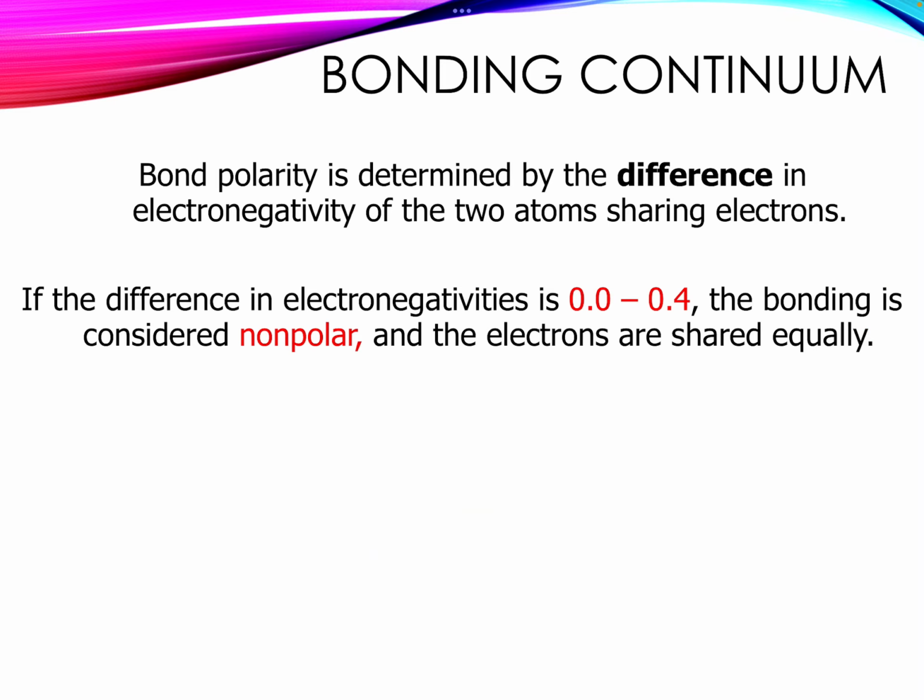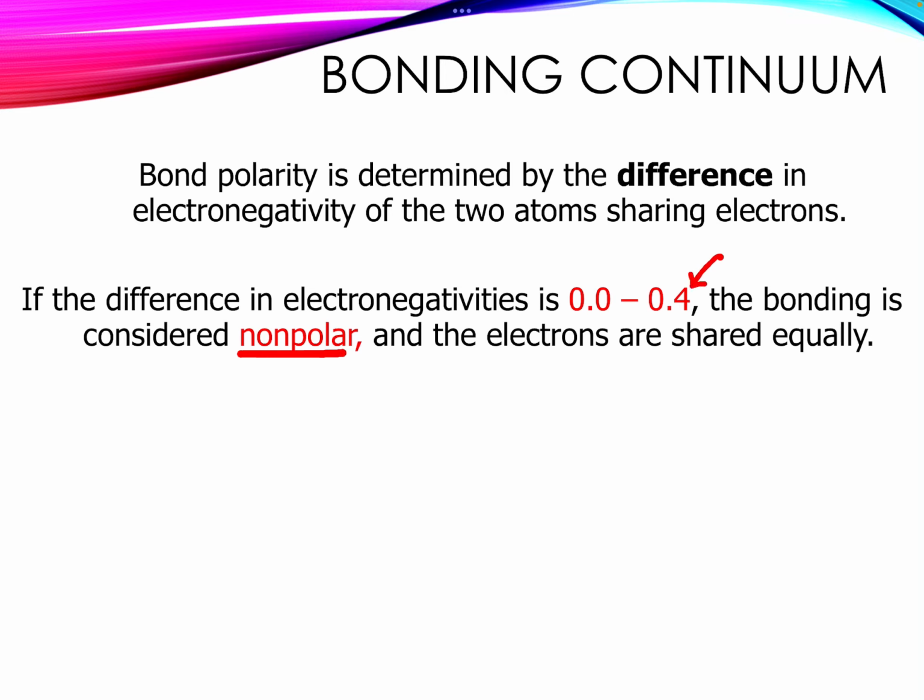Okay, if we have a difference in electronegativities that's 0 to 0.4, so that's a very small difference in electronegativities, then this bond is called nonpolar, and that says the electrons are shared equally.